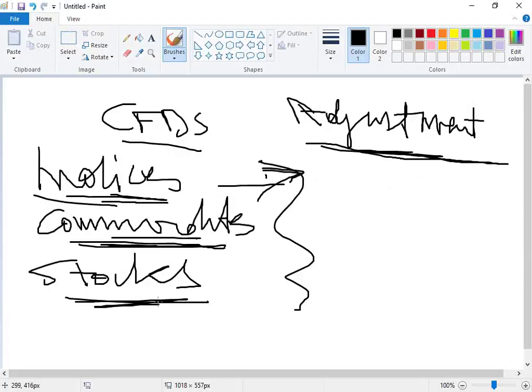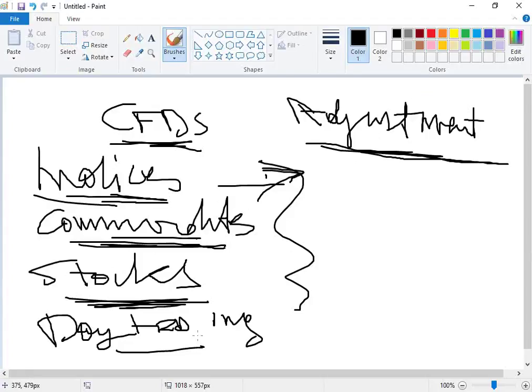Stocks, only a few companies allow you to trade stock CFDs, which basically means that you give up your voting rights and you're allowed to trade stocks as CFDs with high amounts of leveraging, which is good for day trading, not so good for holding positions for a long period of time because of the interest charges that you're going to incur on the high amounts of leveraging that they extend to you.